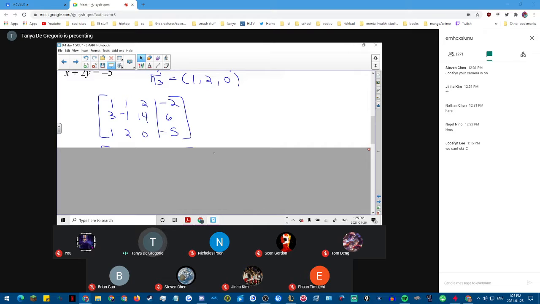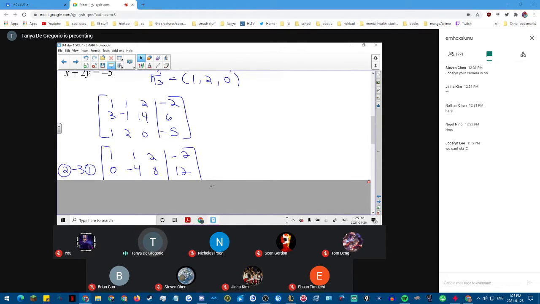1, 1, 2, -2, 3, -1, 14, 6, 1, 2, 0, -5. So I want to start by making that first row, first column 1. Well, it's already 1, so I'm good. So now I need a 0 below it. So I'm going to need 3, take away 3. So I'm going to multiply that first row by 3 and I'm going to subtract, right? And there I get my 0.